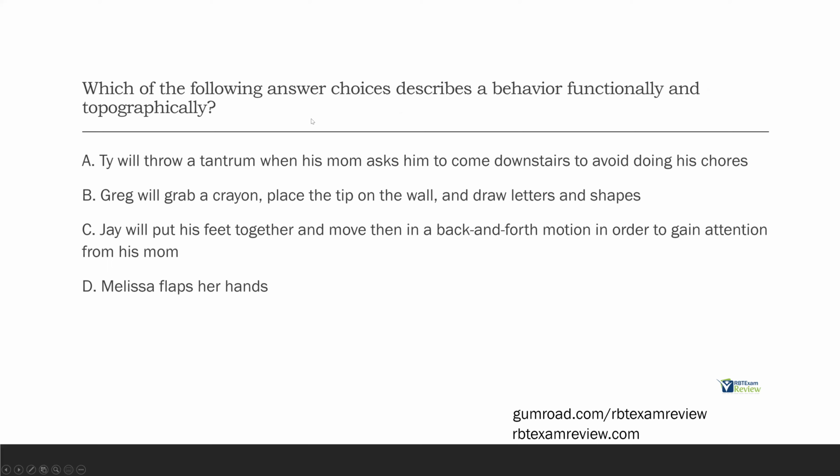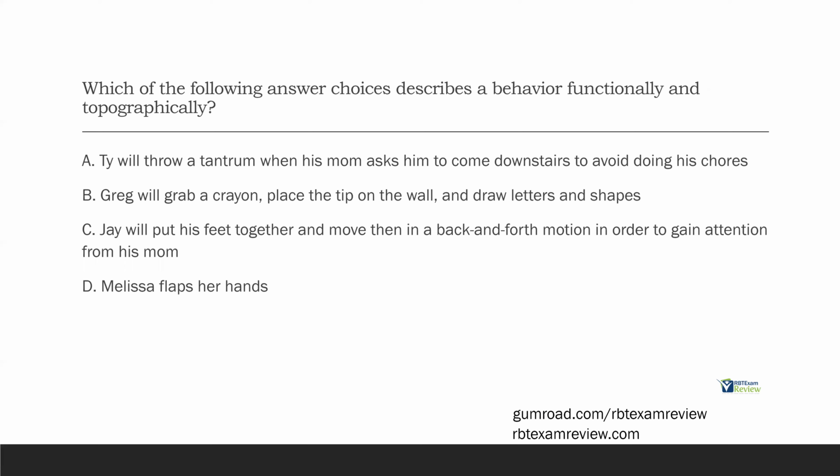Which of the following answer choices describes the behavior functionally and topographically? Okay. When we are defining behaviors, we need to know what? Well, we need to know what they look like. More importantly, though, we need to know why they're occurring. And the why they're occurring is considered the functionality. Okay. So topographically, we're describing how it looks.